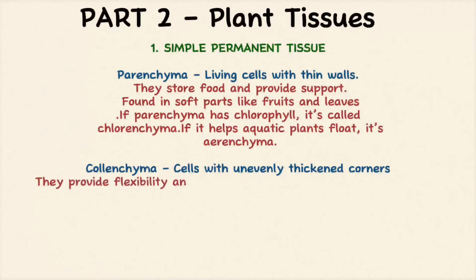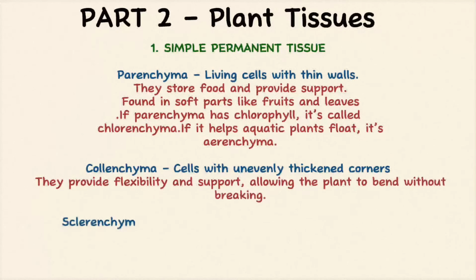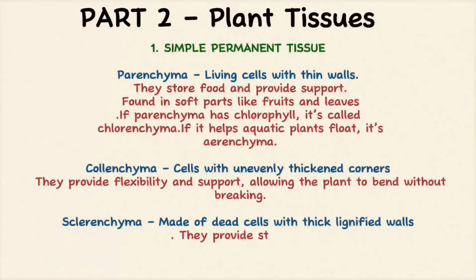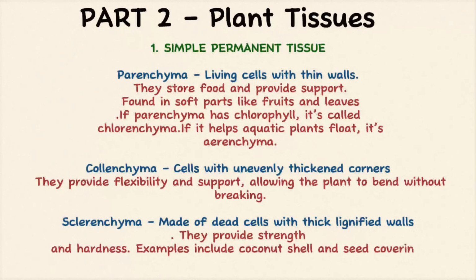Collenchyma. Cells with unevenly thickened corners. They provide flexibility and support, allowing the plant to bend without breaking. Sclerenchyma. Made of dead cells with thick, lignified walls. They provide strength and hardness. Examples include coconut shell and seed coverings.